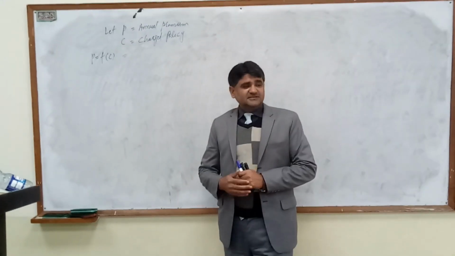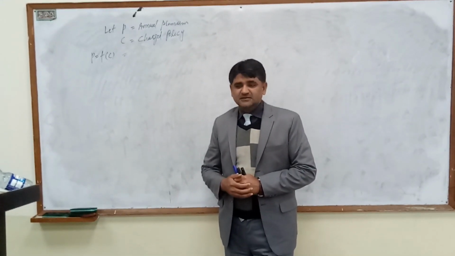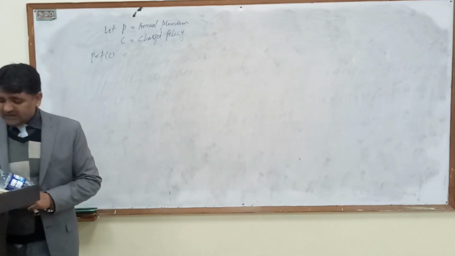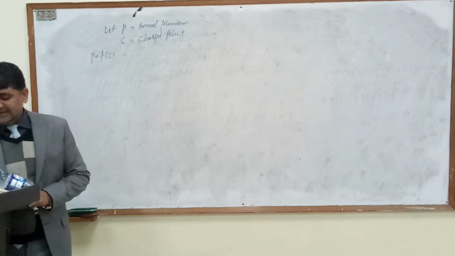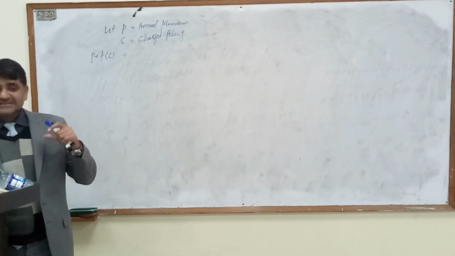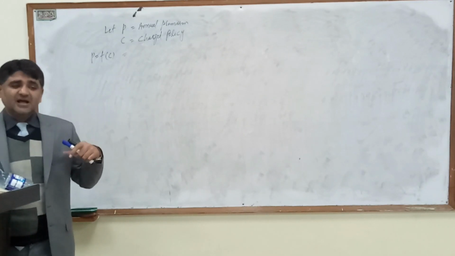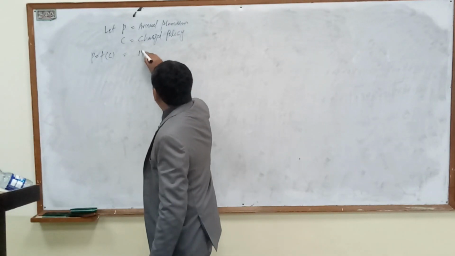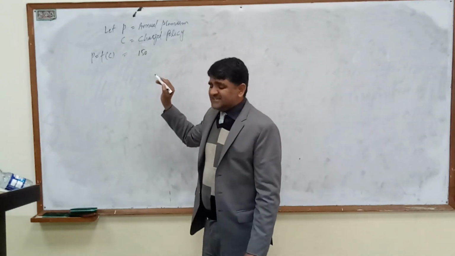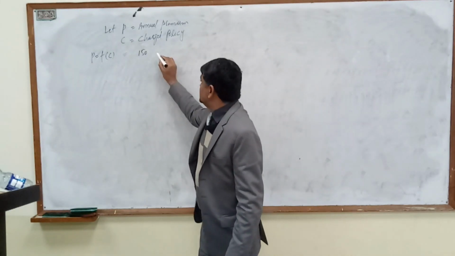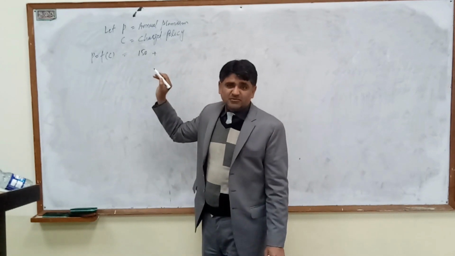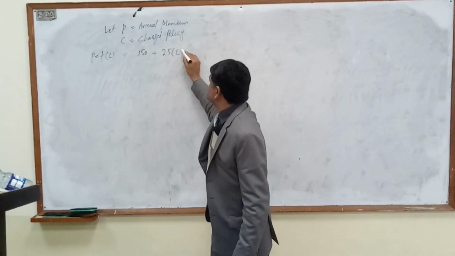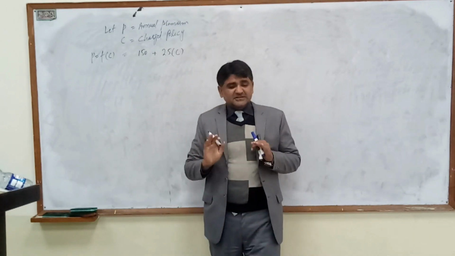In this case, we have to determine the function. There are two costs. One is a flat fee, and the flat fee is $150. That is a fixed fee, that is a constant. So what is the value of the constant? 150. Is there plus or minus? Plus. What is the next amount? 2.5 times C.